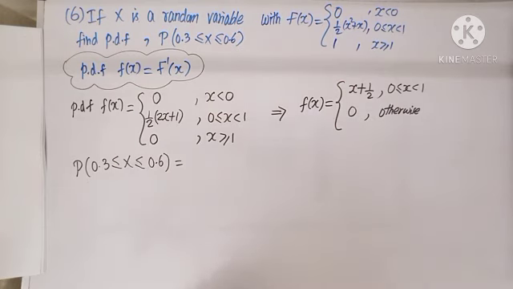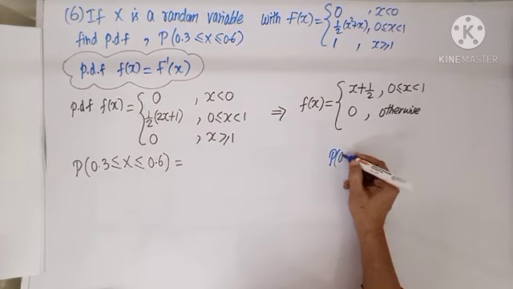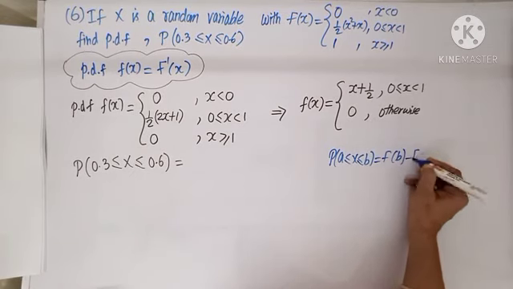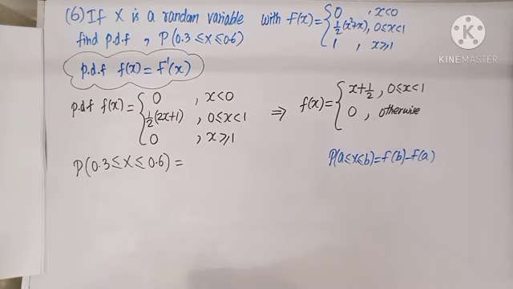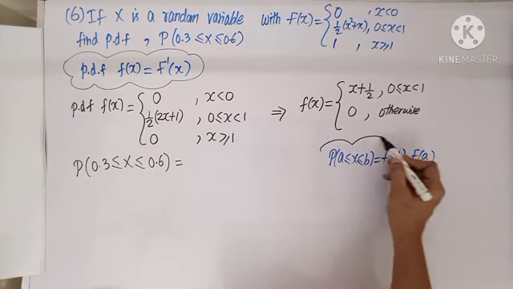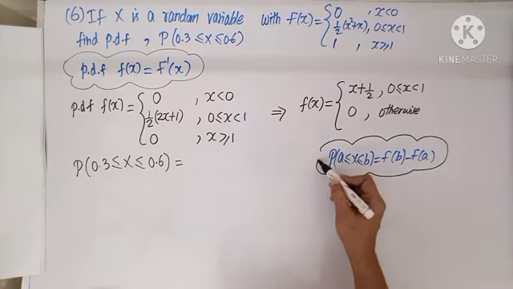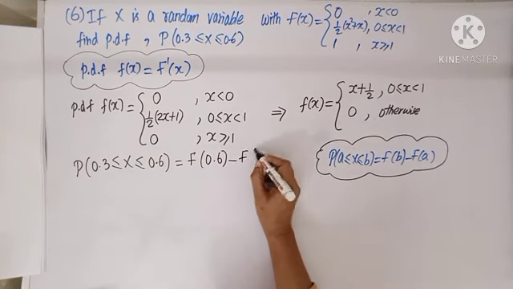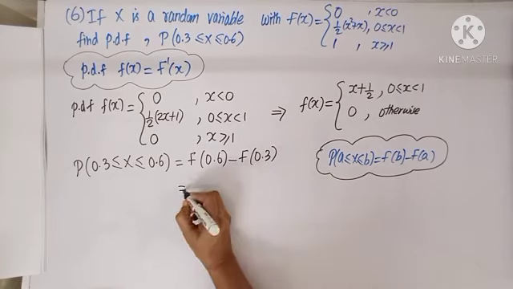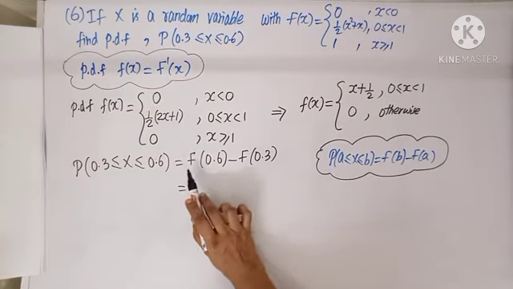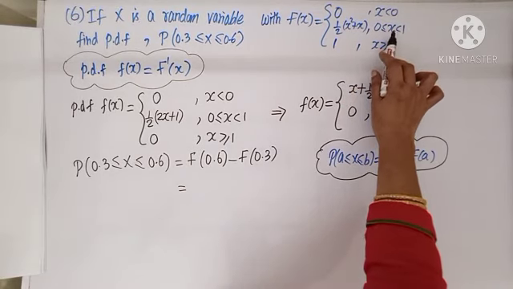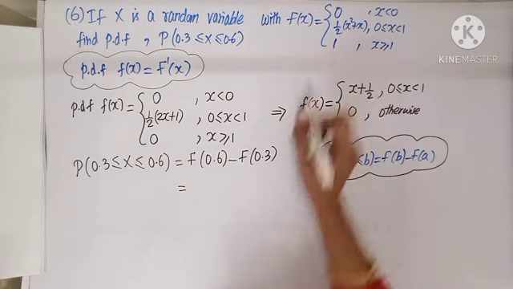Let us remember the formula. P of a to b is nothing but F of b minus F of a. In this question, b is 0.6 and a is 0.3. F of 0.6 minus F of 0.3. Check in capital F of x where 0.6 is coming. So 0.6 falls here. What is my answer?